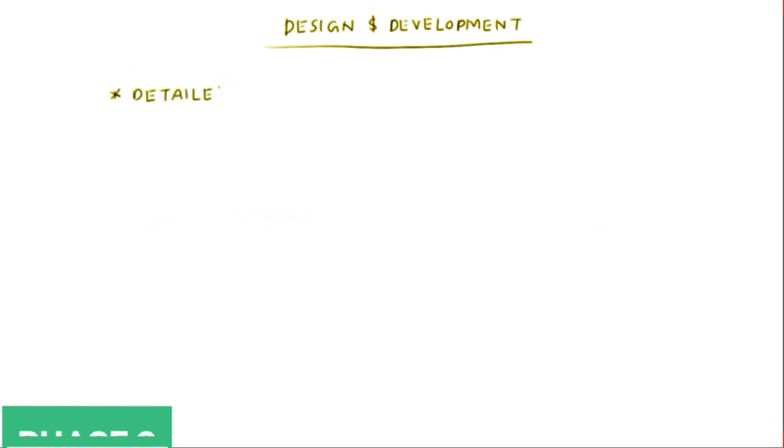Now we'll get into the third phase, design and development. The activities involved in design and development are the detailed design, prototype development, packaging development, process development, and risk management documentation. In the detailed design, you'll be focusing more on the design of the components and assembly.